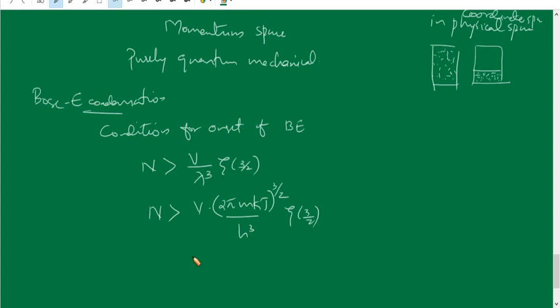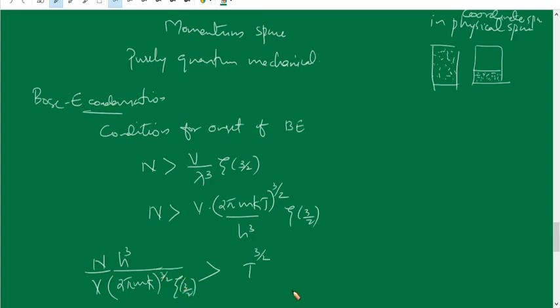So we can write that in terms of temperature. This temperature T raised to 3 by 2 is less than n divided by V, h cube divided by 2 pi m k whole raised to 3 by 2, and the zeta comes down, zeta of 3 by 2.